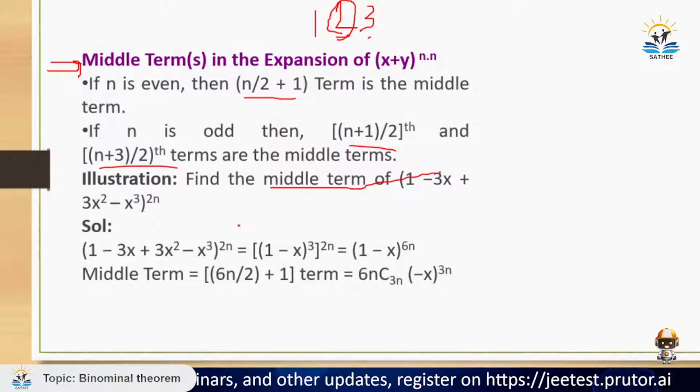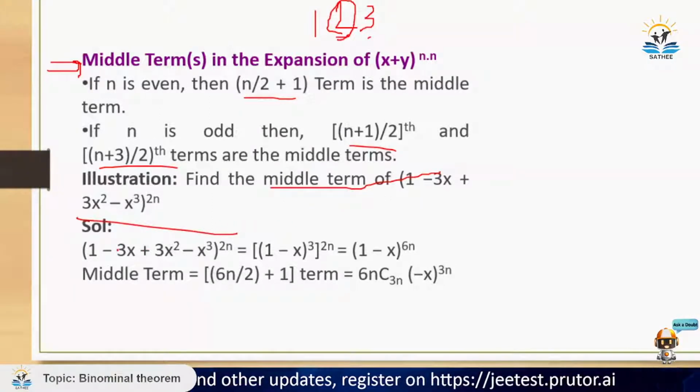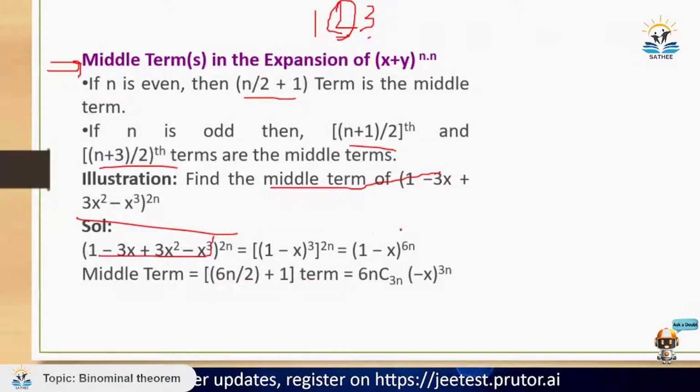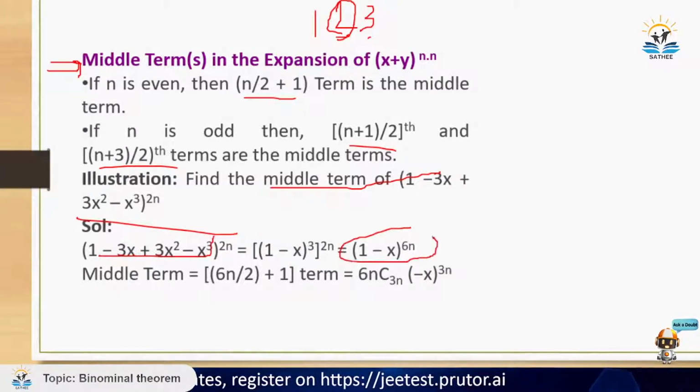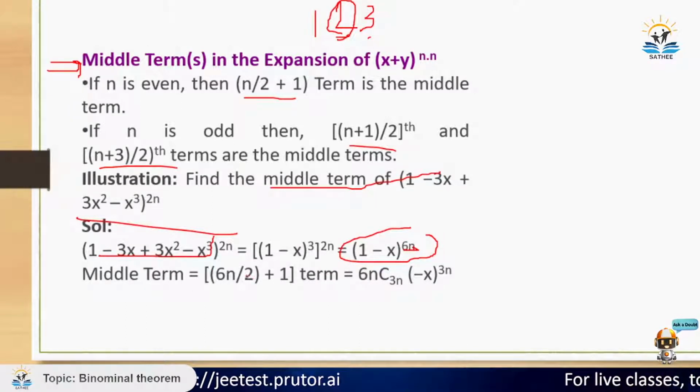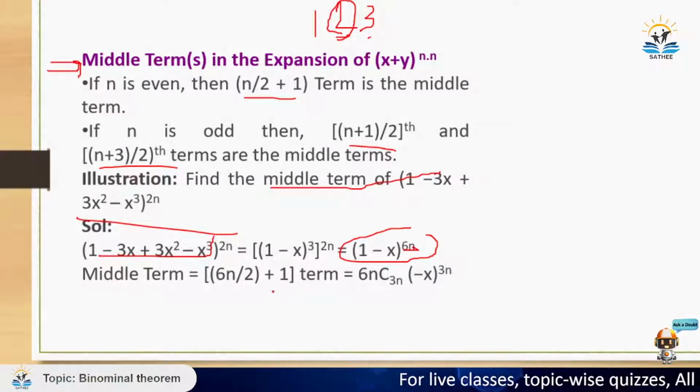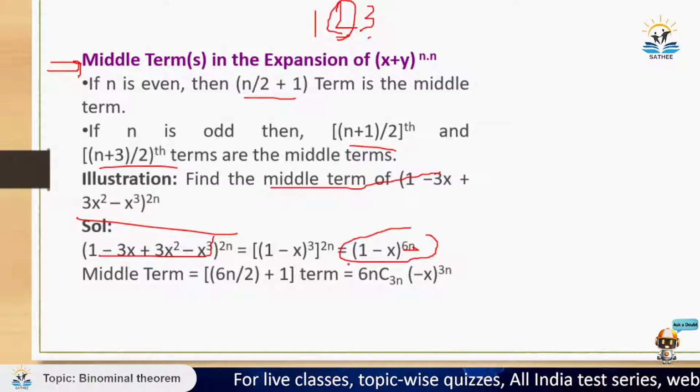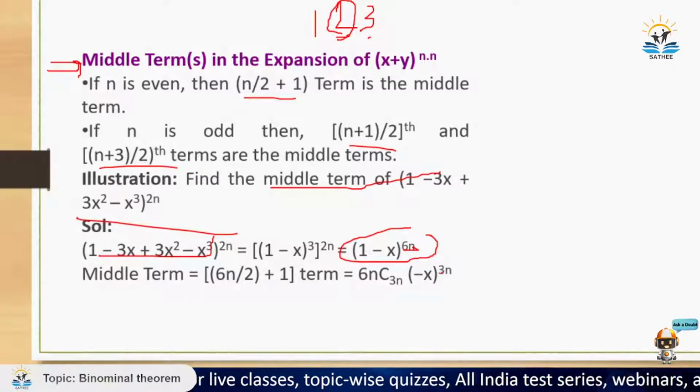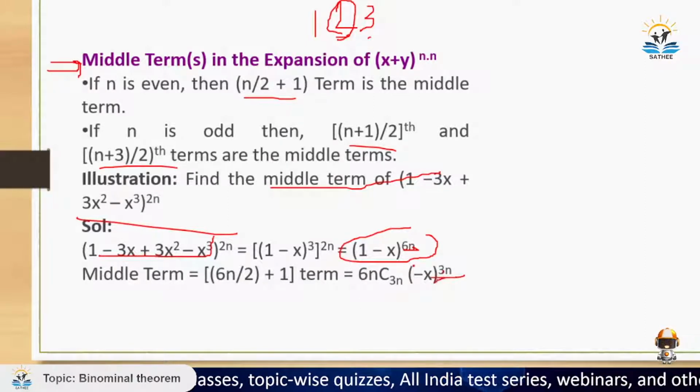Find the middle term of (1 minus 3x plus 3x square minus x cube) to the power n. So you know that this is the expansion of (1 minus x) cube. So we can write it in this form. And here 6n is even because it is multiplied by 6. So middle term would be 6n by 2 plus 1, which is equal to 3n plus 1 term. So 3n plus 1 term is nothing but T r plus 1, so 3n plus 1 implies r is equal to 3n. So it would be nC r into (minus x) power r, which is (minus x) power 3n. So this is my middle term. Cool.